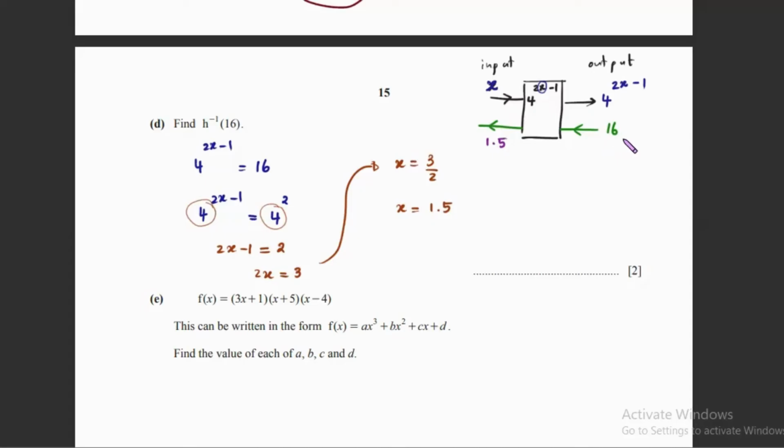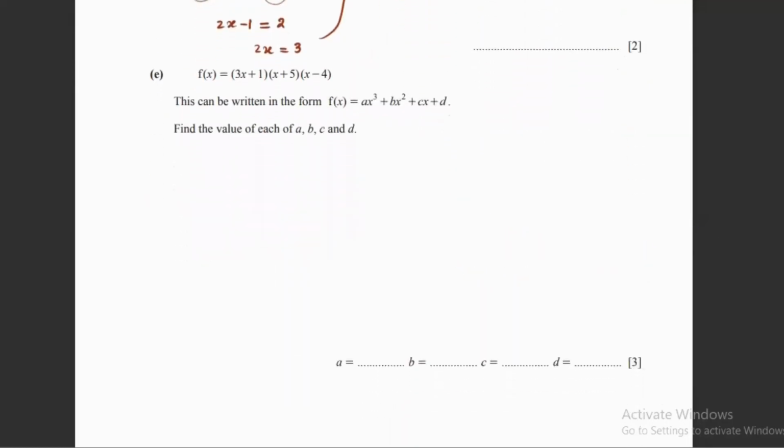We did the reverse of this to find what was that original number. So in this case, it's going to be 1.5. That is the answer. Let's move on to the next question that we have.